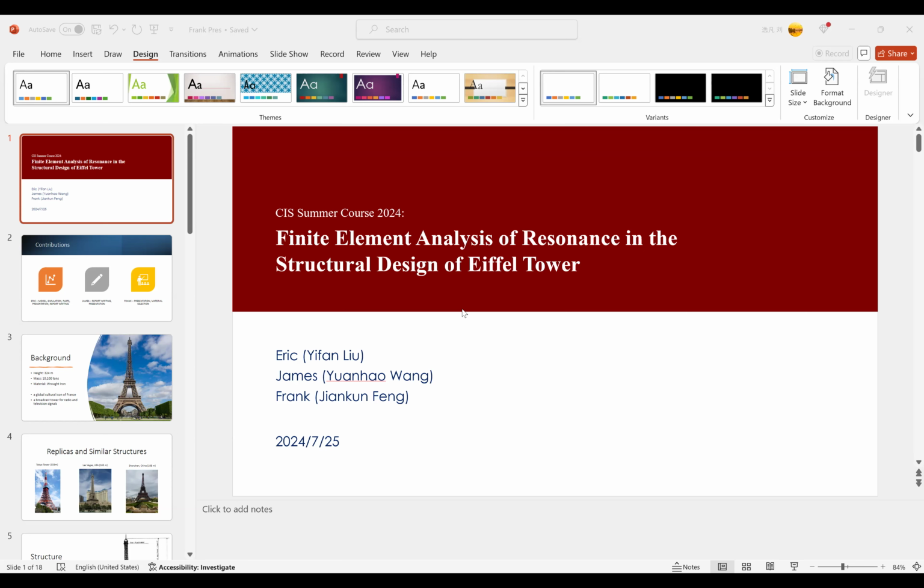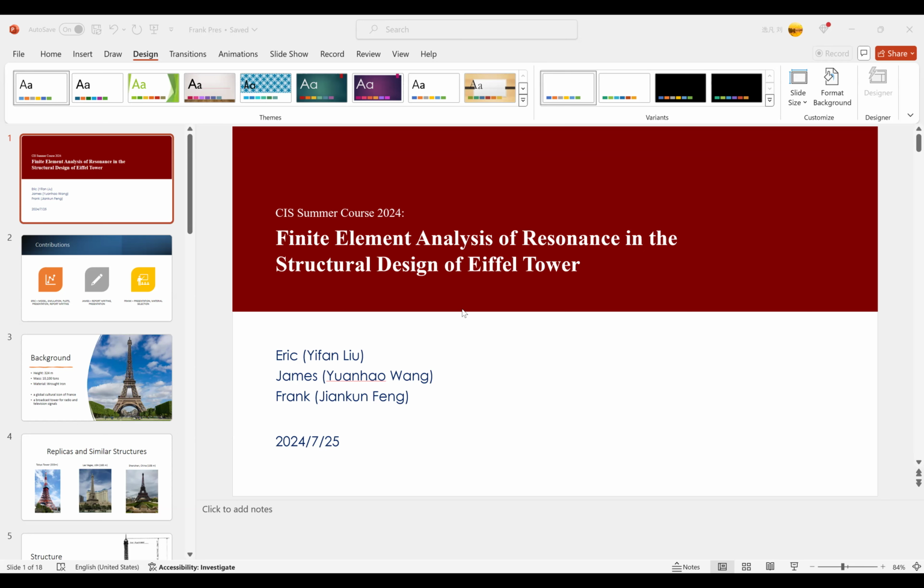Our target is the Eiffel Tower, a famous attraction that attracts lots of tourists, a global cultural icon of France, and a broadcast tower for radio and television signals. The tower is 324 meters high and weighs 10,100 tons. Its main material is wrought iron.